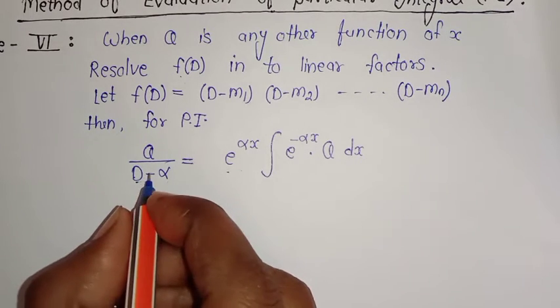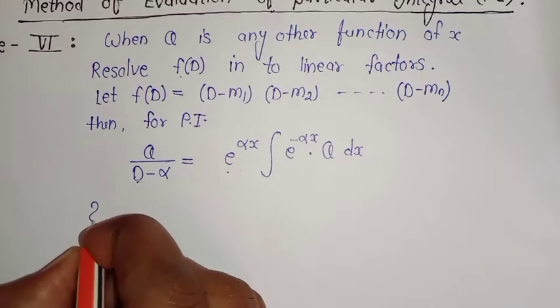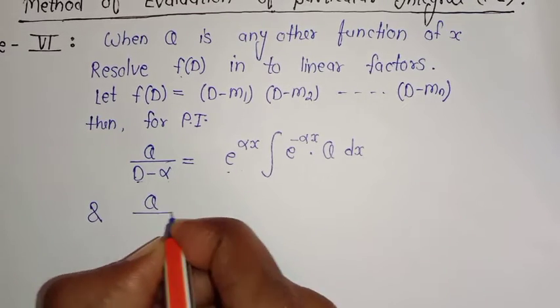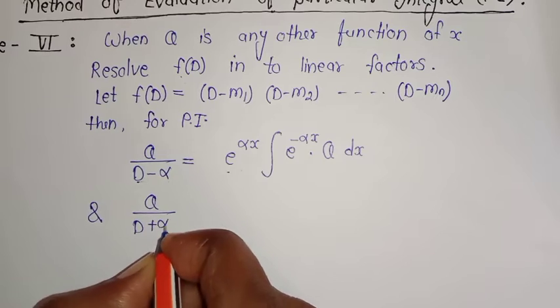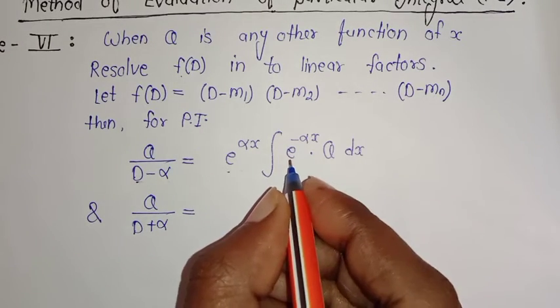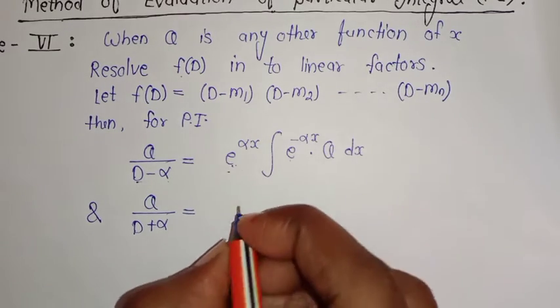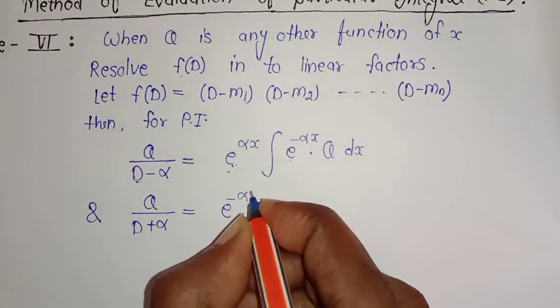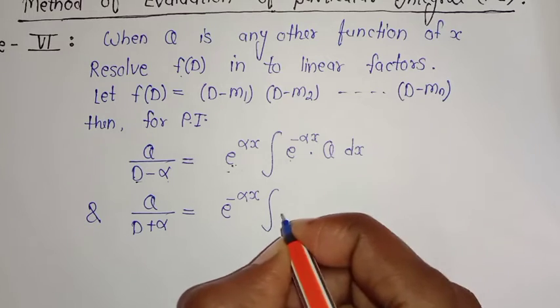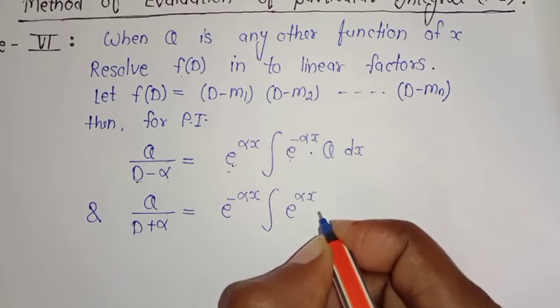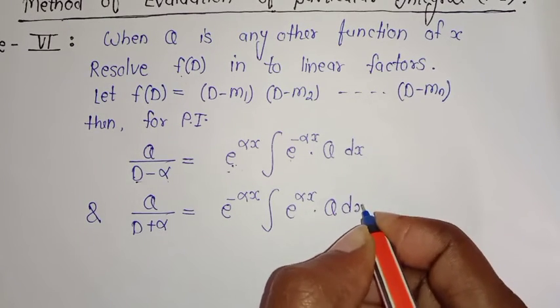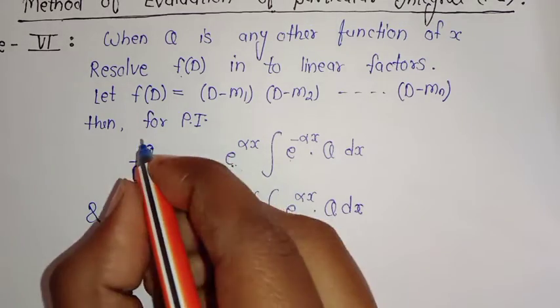And if it becomes plus, then we use the second formula, which is q by D plus alpha is equal to, this time the negative term will be outside and the positive term will be inside the integral. So this formula becomes e raised to power minus alpha x, integral of e raised to power alpha x into q into dx. So this is the method you have to always remember.